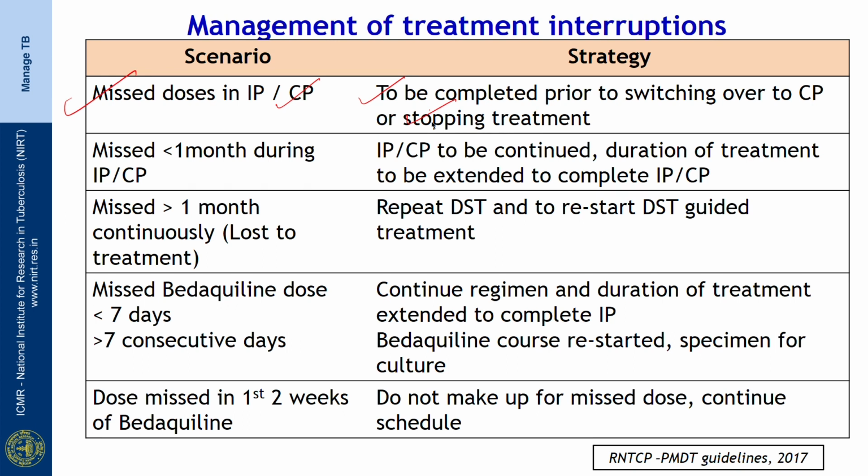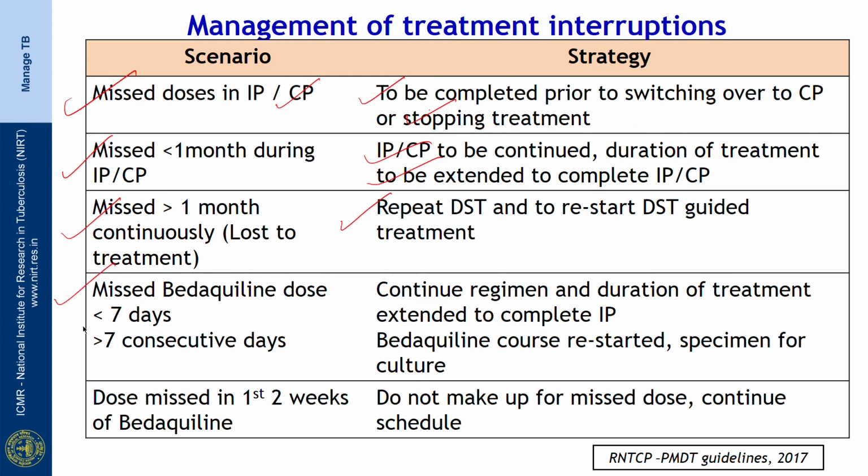If the patient misses less than 1 month of treatment during the intensive or continuation phase, that phase has to be continued and the duration of treatment has to be extended to complete the intensive or the continuation phase. If the patient has missed more than 1 month of treatment continuously, in other words declared as lost to treatment, we should repeat the drug susceptibility testing and the treatment has to be restarted based on drug susceptibility profile.